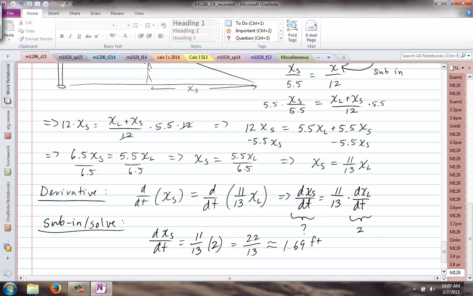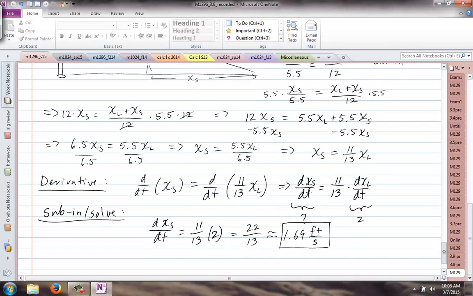And so it turns out that the rate at which the shadow is increasing only depends on the rate at which she's walking away from the light post, or the rate at which she's walking. And so that can happen, that sometimes we don't need everything that's given, or some of the constraints end up kind of falling out of what we actually needed when we sub in. So we have 1.69 approximately feet per second, and that's it.